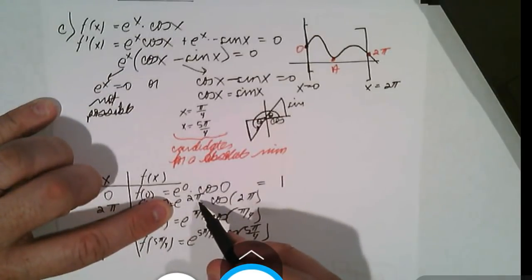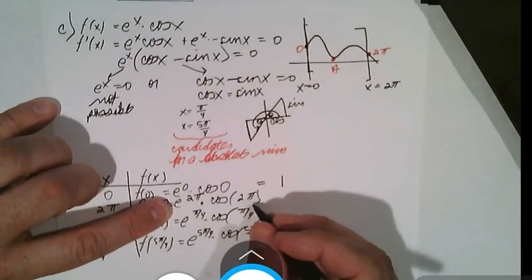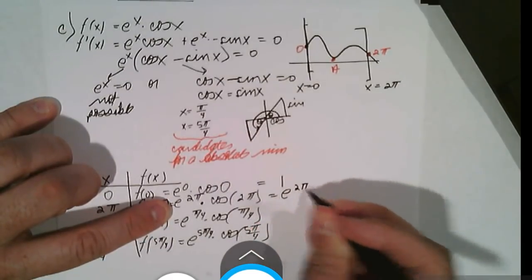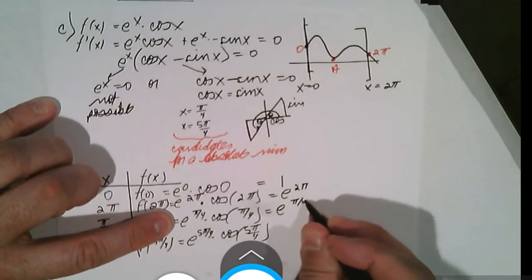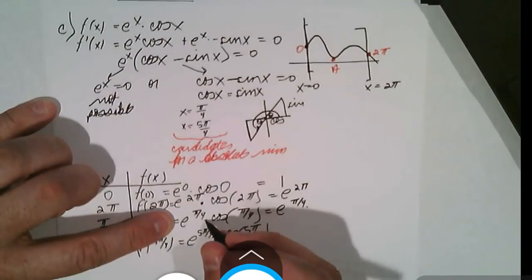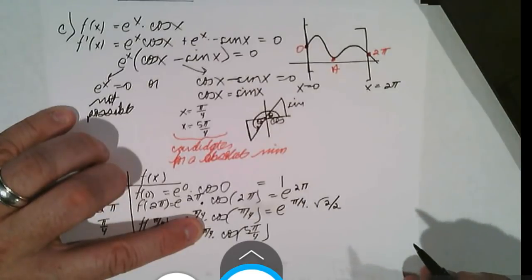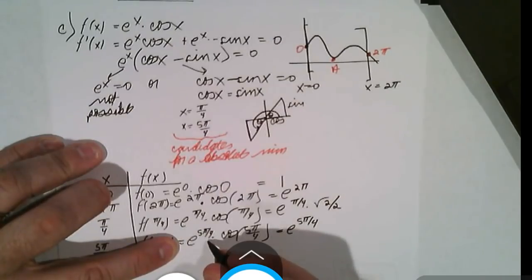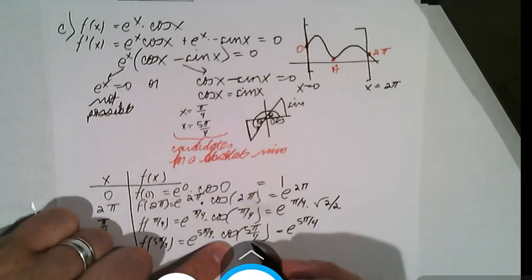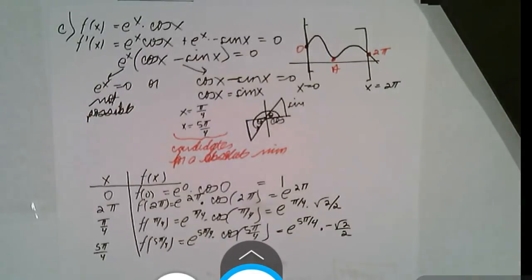E to the 2 pi, I don't know exactly what that is, but I know e to any power is positive, times the cosine of 2 pi. Cosine of 2 pi is 1, so I've got e to the 2 pi. All right. E to the pi over 4, we've already discussed e to any power is positive. The cosine of pi over 4 is square root of 2 over 2. E to the 5 pi over 4, still positive. Positive what? I don't know. But cosine of 5 pi over 4 is the negative square root of 2 over 2.